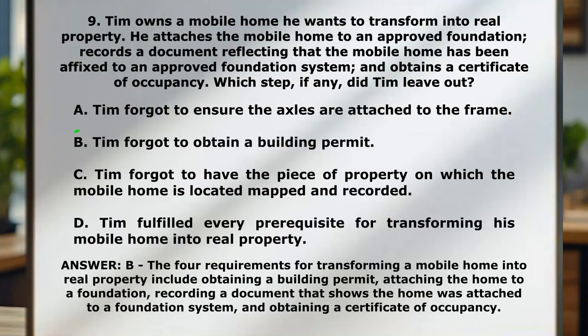The answer here is B. The 4 requirements for transforming a mobile home into real property include obtaining a building permit. It's the very first step. Second step, attaching the home to a foundation, right? And then third step, recording a document that shows that the home was attached to the foundation system. And then last but not least, obtaining a certificate of occupancy. So Tim did all the stuff except for the first step, which was to get an actual building permit. Tim, I love the hustle. I love what you're trying to do here, but we got to make sure we follow the rules, right? We got to make sure we do things in the right way.